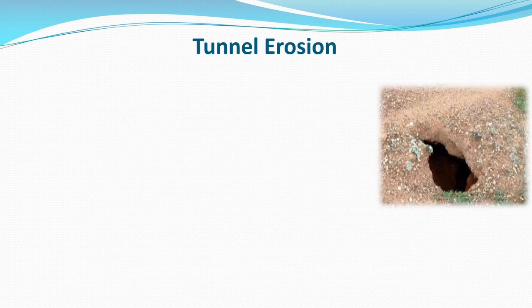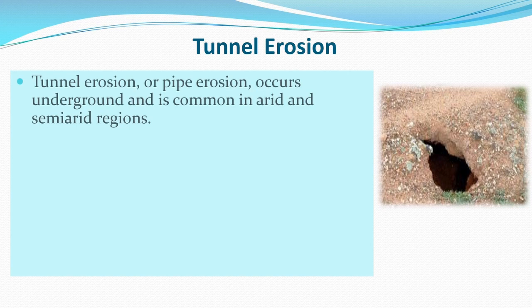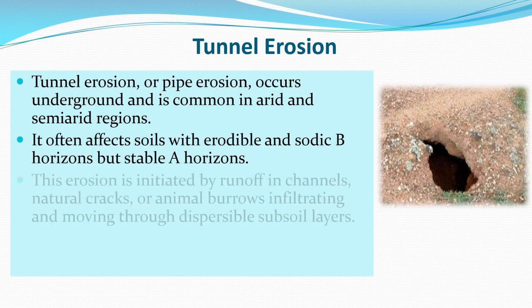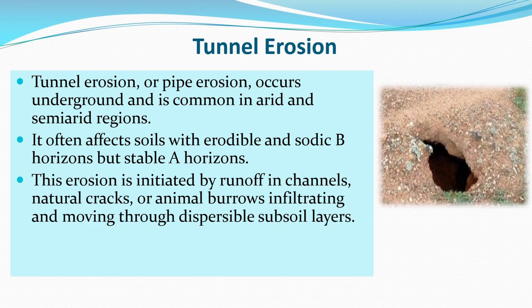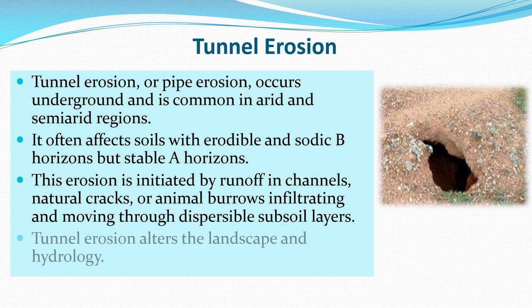Tunnel erosion. It is the erosion that is caused beneath the top layer. Tunnel erosion or pipe erosion occurs underground and it is common in arid and semi-arid regions. It often affects those soils with erodible and sodic B horizons but stable A horizons. This erosion is initiated by runoff in channels, natural cracks or animal burrows infiltrating and moving through dispersible subsoil layers. Tunnel erosion has the potential to alter the landscape and hydrology.